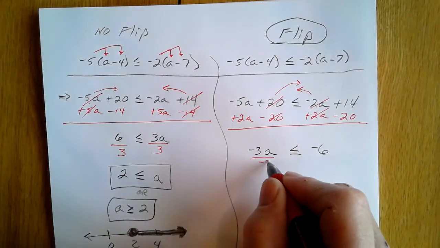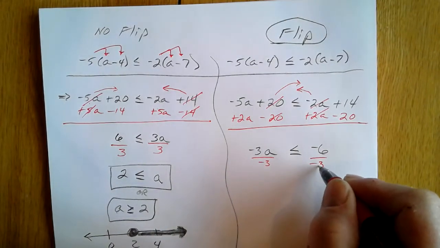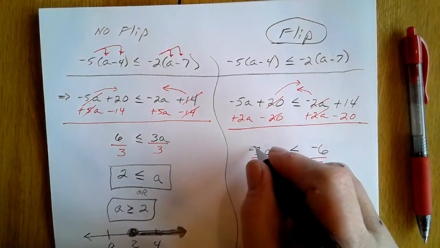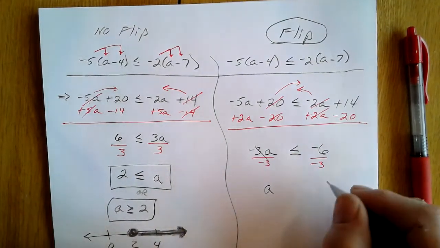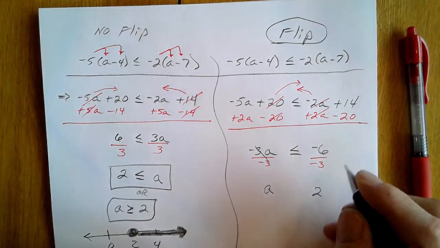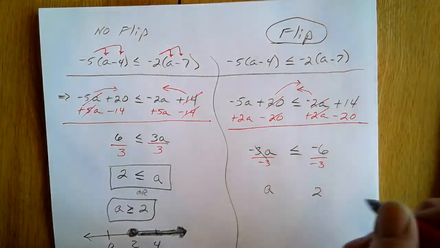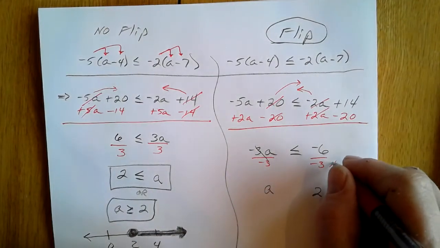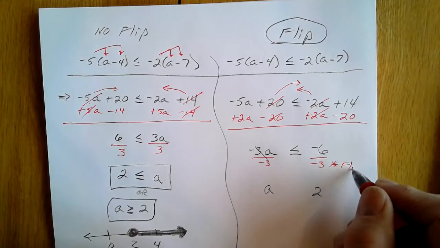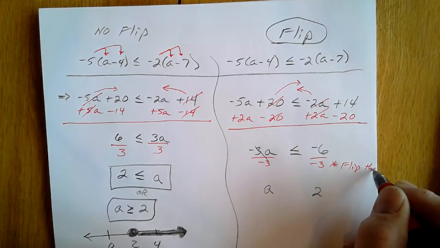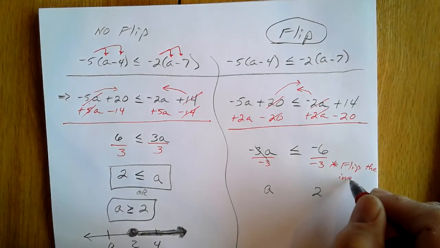When I solve for a, I divide both sides by -3. The 3's cancel, leaving me a. This cancels, leaving me 2. But, ding, ding, ding, ding, we will flip the inequality.